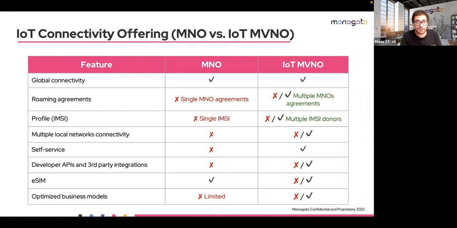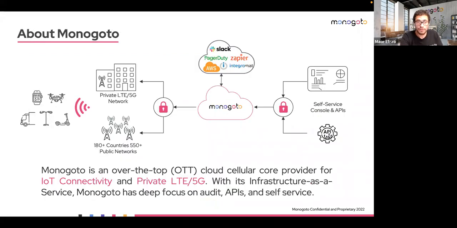So this was a little bit about IoT, a little bit about what offering we want to get if we have an IoT use case. And now we'll talk a little bit about Monogoto, how we are approaching this market, and maybe also about the future. So we are a cloud-based MVNO. We are a full MVNO, and based on that, we have a few best practices, some that we borrowed from the cloud and some that we work with from traditional operators.